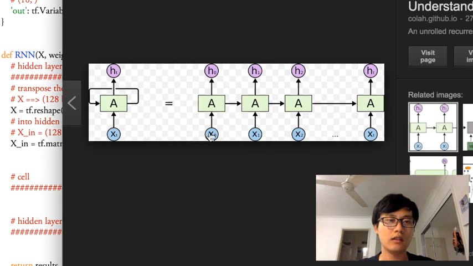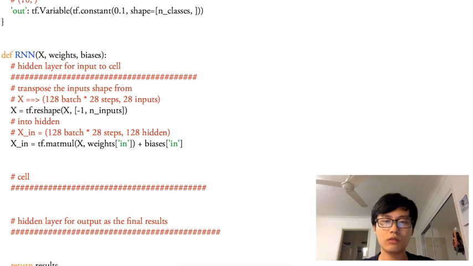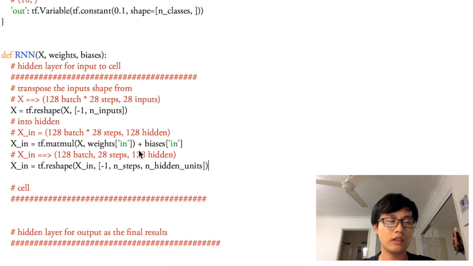And then we calculate the X_in, that is the result in the hidden layer, the input hidden layer here. Once we've done that, we're going to reshape it back to 3D. This is X reshaped back to 3D: 128 steps, 128 hidden layer. This one is the hidden units in the cell. So 128 is the hidden units in the cell.